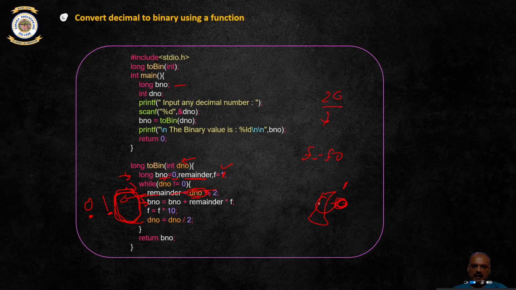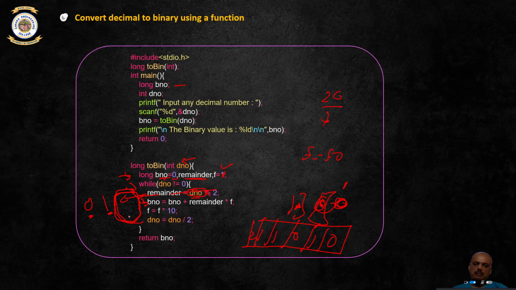The next value, which is 0 or 1, is stored here. Then f is multiplied by 10, which becomes 100. So you get a 1 or 0 that gets stored in the hundreds position, and so on. At the end of it, you will have bnum as a number which consists of zeros and ones.